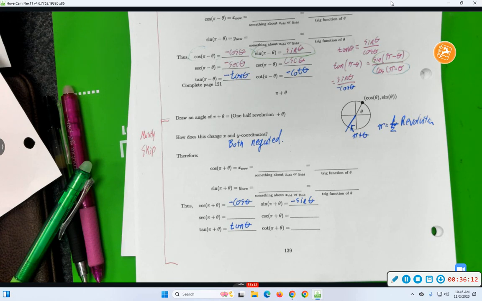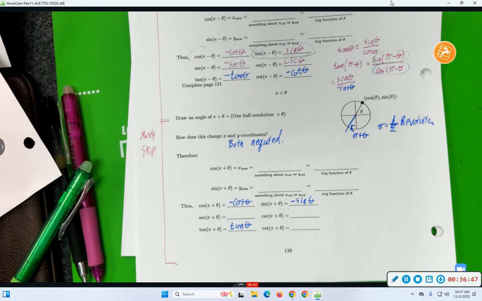Do you think we could fill in the remaining bits in that, and let's be pretty quick about it. If cosine becomes negative, what should secant do? Become negative, because it's just 1 over cosine. Sine becomes negative, what should cosecant do? Also become negative. What should cotangent do? Stay the same, because it'll be cosine divided by sine. If you make both the denominator and the numerator negative, the negatives cancel.